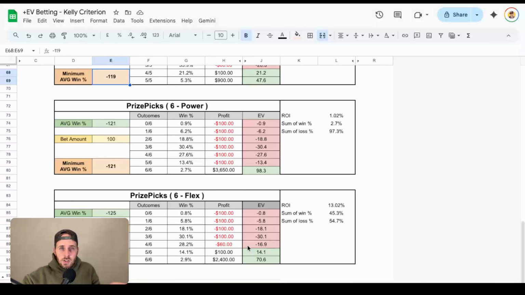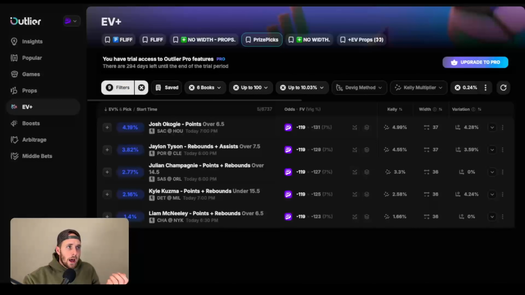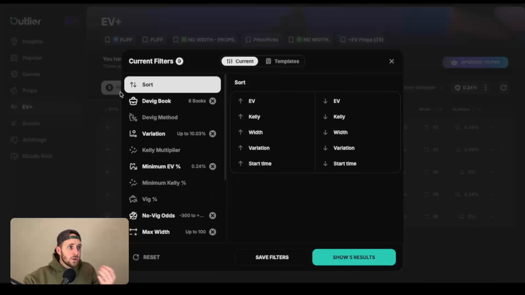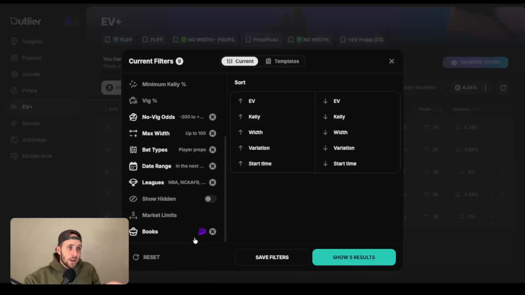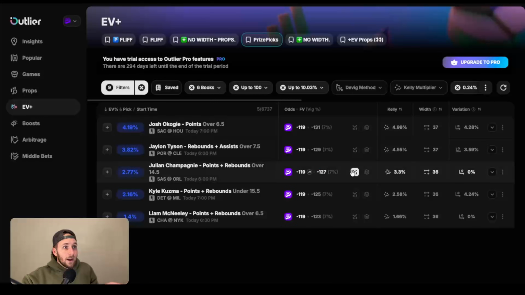And how you can actually start using this to your advantage, just go to Outlier's positive EV feed. You can get there from the left-hand sidebar, and then you'll set up all of these different filters that you're looking for. And really, I'm looking at PrizePicks, but I can also set that to look at Underdog as well. But from here, this shows you all of the different picks that you can be taking that have an edge compared to the rest of the market.